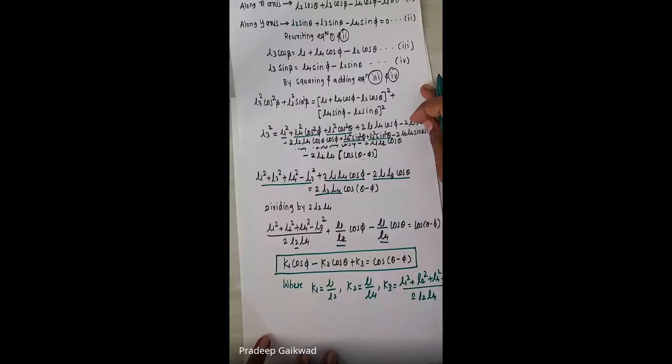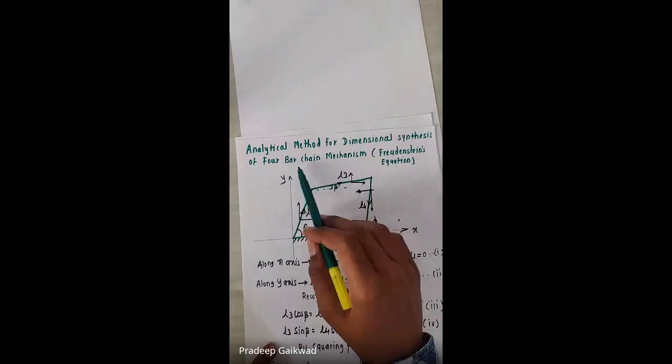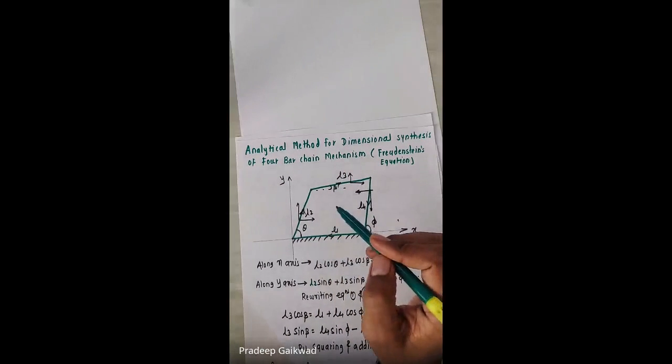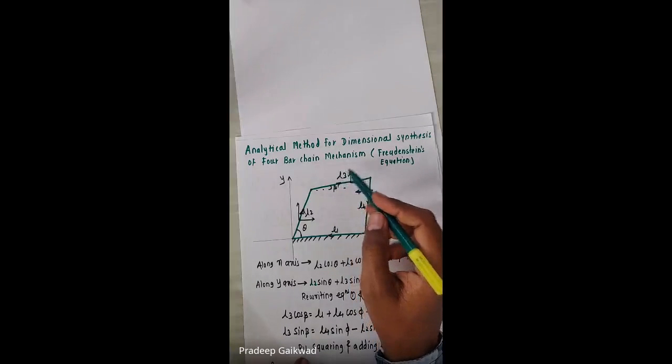Okay, so now I just derived Freudenstein's equation, but the question may be in your mind, what is it useful for, why do we derive this equation. Remember, this equation is used for dimensional synthesis. As we have seen, our title is analytical method for dimensional synthesis of 4-bar chain mechanism. So we need to derive equations so that we can find the dimensions L1, L2, L3, L4 of the 4-bar chain, provided that some input is given, maybe theta and phi is known to you.